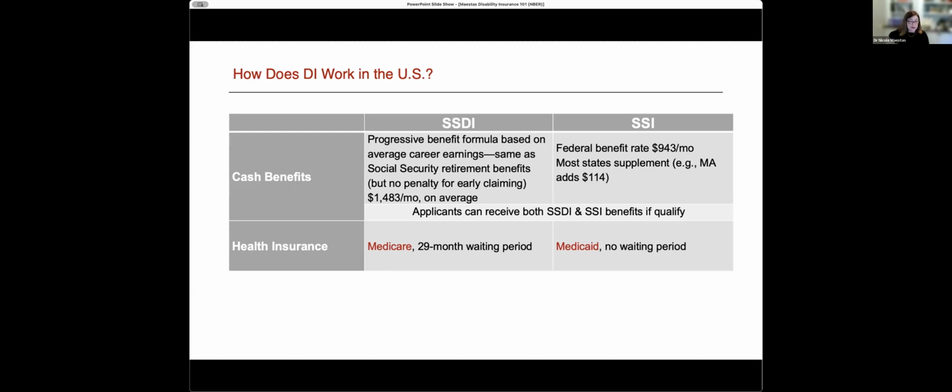The health insurance benefits also differ across the programs. Both programs give recipients entitlement to health insurance benefits, which is a very important aspect of the programs. But SSDI gives Medicare, and there's a waiting period for that, 29 months. SSI gives Medicaid, and there's no waiting period. The benefits begin the moment you're approved for SSI. In most states, this is an automatic qualification for Medicaid, although there are some states where it's not automatic and then there might need to be a separate application.